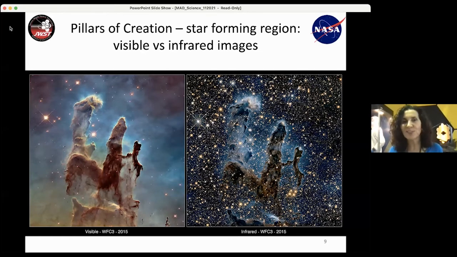So maybe if you're an astronomer, you will say, okay, if I want to look at stars and planets, I'm going to look in the infrared. That might be a good idea that you think of.